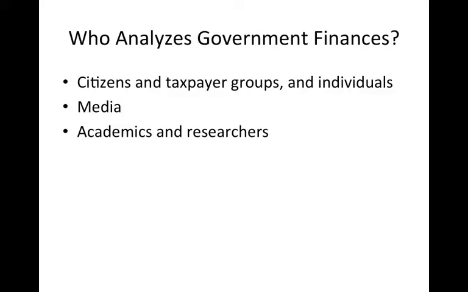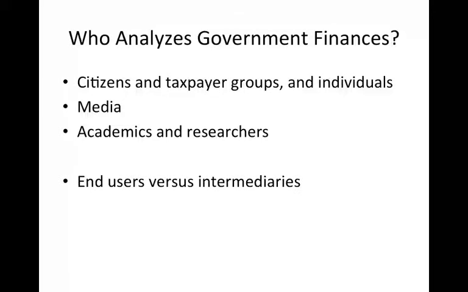Academics and researchers are conducting studies, looking at information, sometimes to inform decisions, sometimes just for the sake of doing the analysis and understanding things that happened in the past. And that brings up a key thing to understand when you're looking at the users of financial information, which is to distinguish between the end users and the intermediaries.